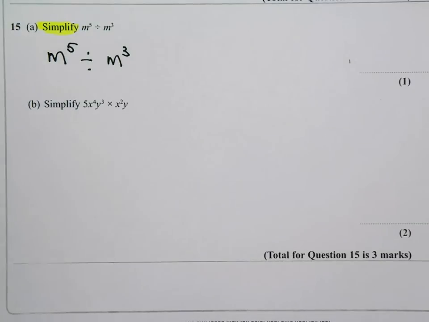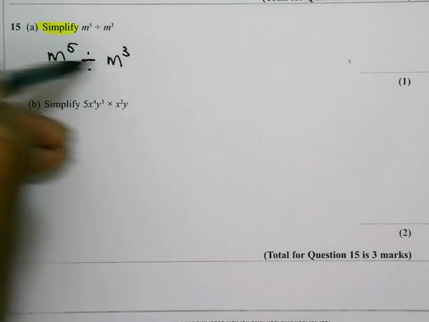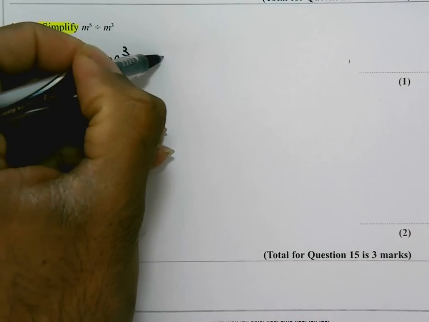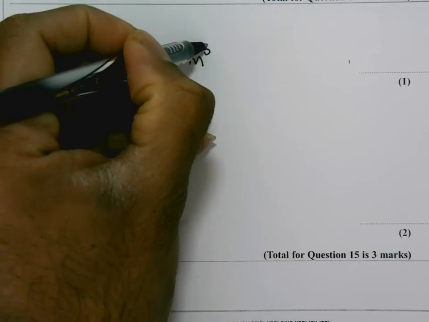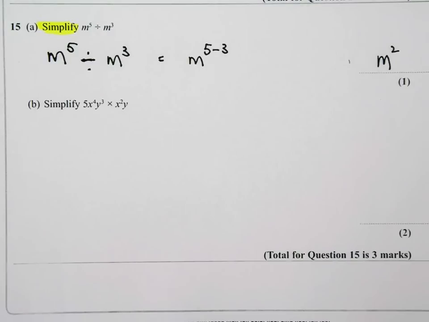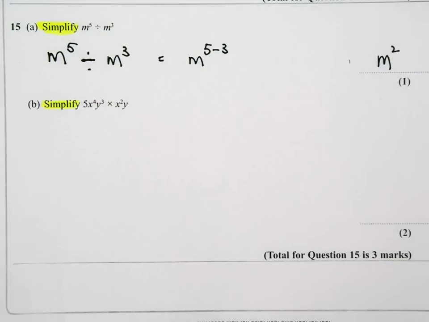Now you should be familiar with this, because when you're dividing, because the bases of these two are the same, m and m, you take away the powers. So the answer is going to be m to the power of 5 take away 3, and so the answer is going to be m to the power of 2. Pretty straightforward there.